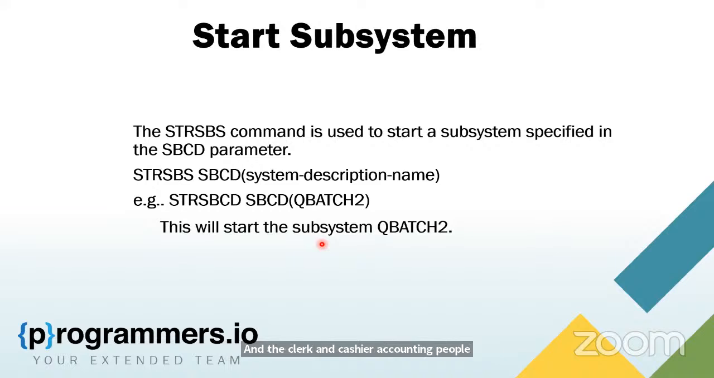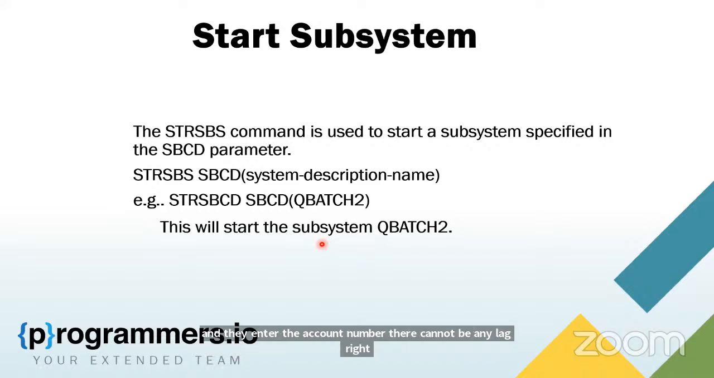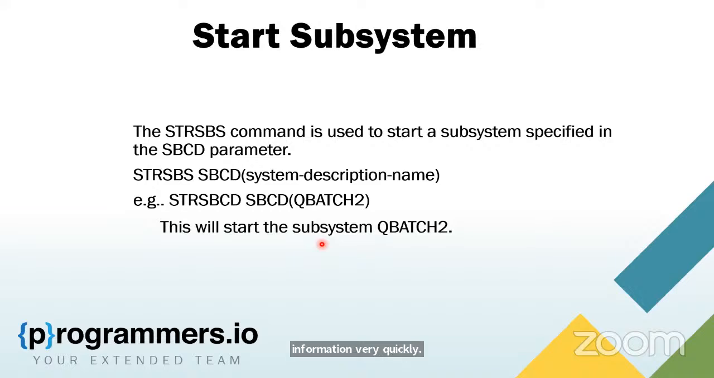The clerks need a display file, and in their interaction there should not be any lag. When a customer comes to the counter and they enter the account number, it has to fetch the information very quickly. But at night, with batch processing, there may be a lag because a lot of records have to be processed, and nobody is watching over it or wants information immediately. So these kinds of processes are separated. All the interactive system jobs are in a subsystem called QINTER.